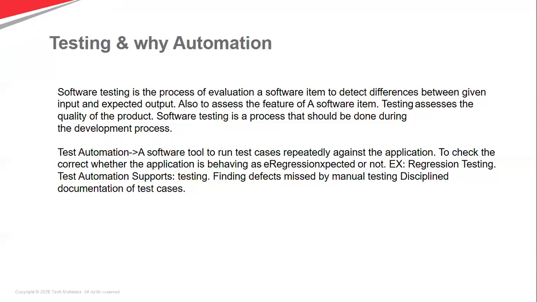Software testing is a process of evaluation of a software item to detect differences between given input and expected output. Sorry. So what I just said, that we are validating a product by comparing it to the requirements, right? So what are the requirements? Requirements were the input, and what is the expected output? The product. So that was the same thing that I just explained to you, right? So are you able to relate the things?